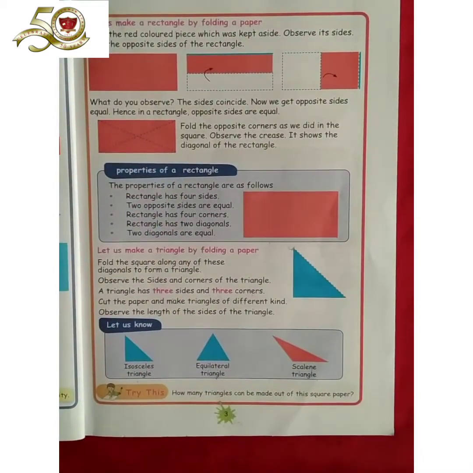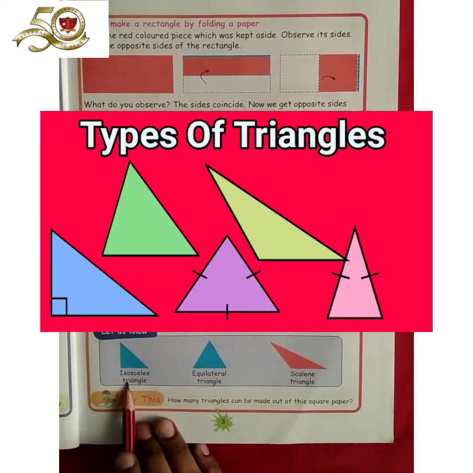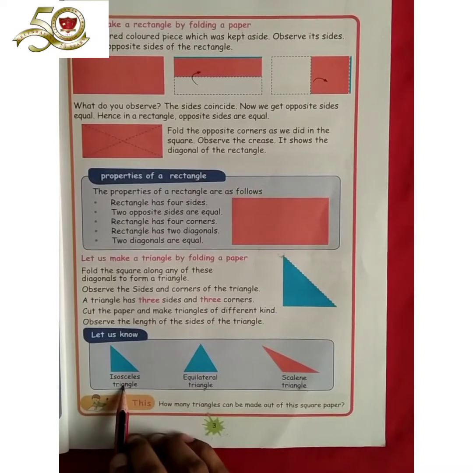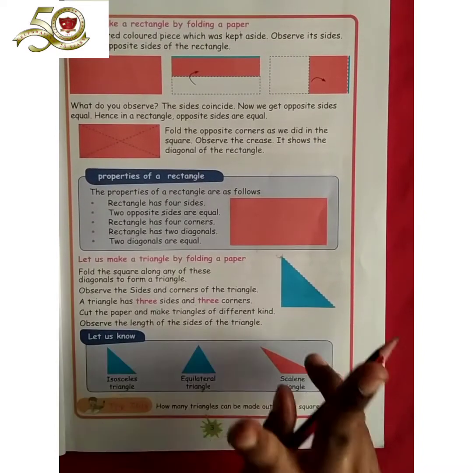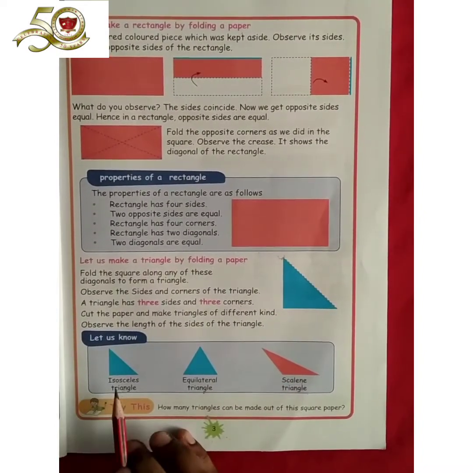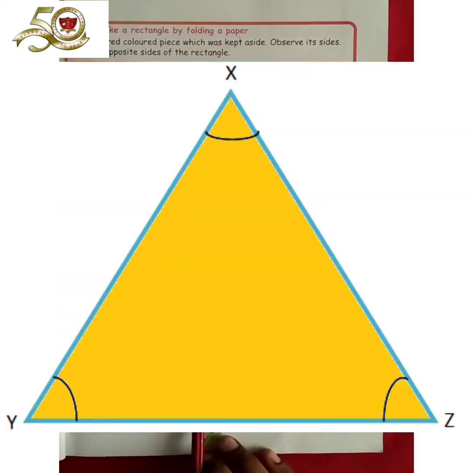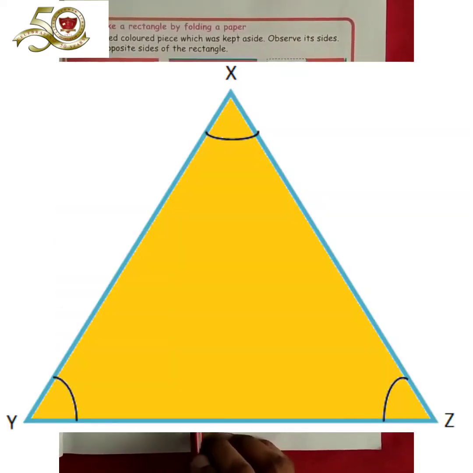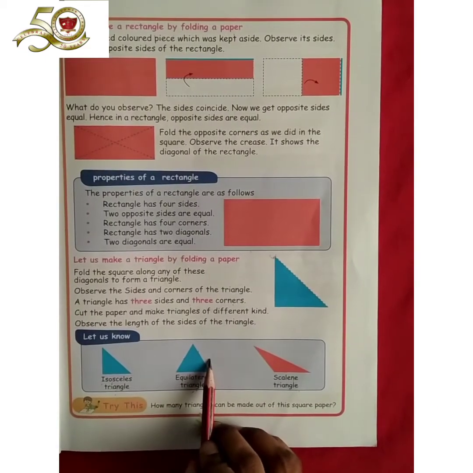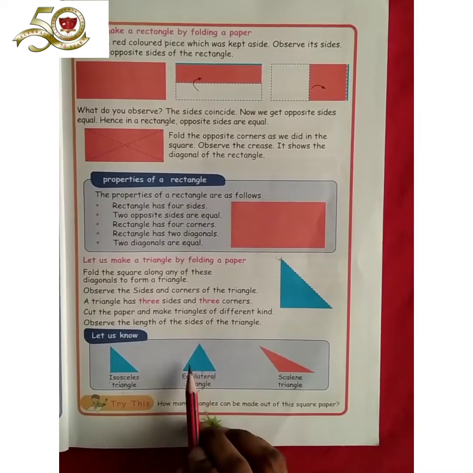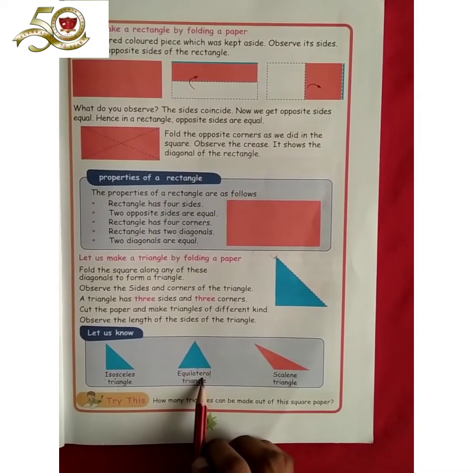And there are different types of triangles. Isosceles triangle is nothing but a triangle with 2 equal sides. Isosceles triangles have 2 equal sides, so it is called isosceles. Iso means 2. And an equilateral triangle also has 3 sides, but all the 3 sides have the same length. All are equal in length. So, equilateral triangle.